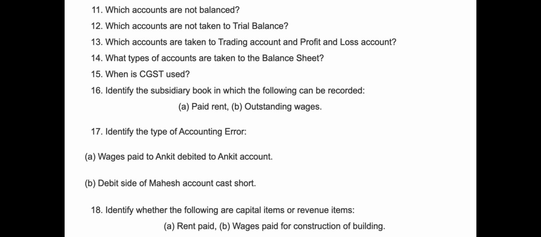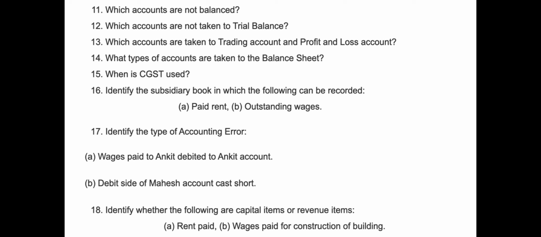11. Which accounts are not balanced? 12. Which accounts are not taken to trial balance? 13. Which accounts are taken to trading account and profit and loss account? 14. What types of accounts are taken to the balance sheet? 15. When is CGST used?